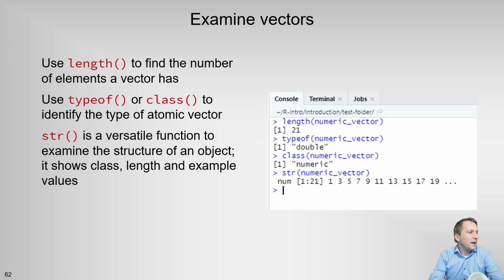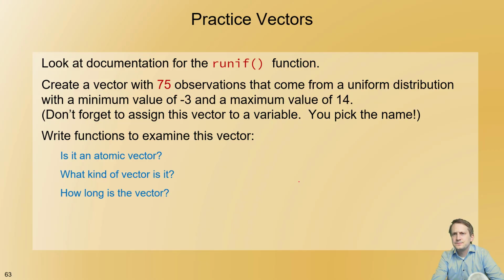Okay, so str is a very versatile function that examines the structure of an object, and it can examine the structure not just of atomic vectors, but also of matrices and functions. If you apply that to this atomic numeric vector here, we see it's a vector that has a length of 21, it's numeric, and you see an example of the first few elements of this numeric vector. So str is a very efficient way of examining what's inside a particular object.